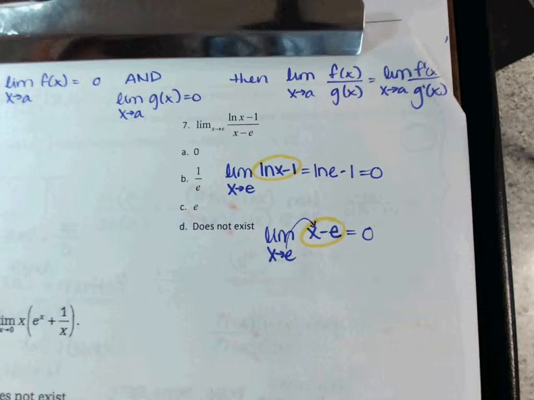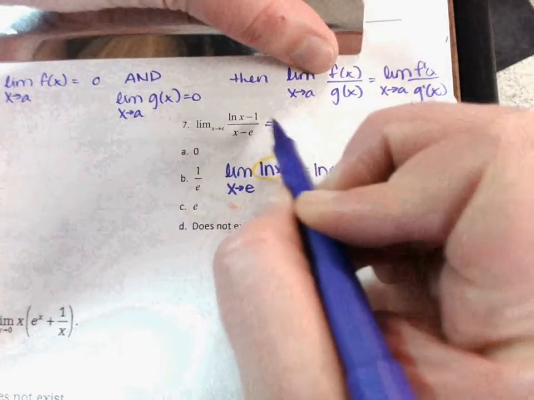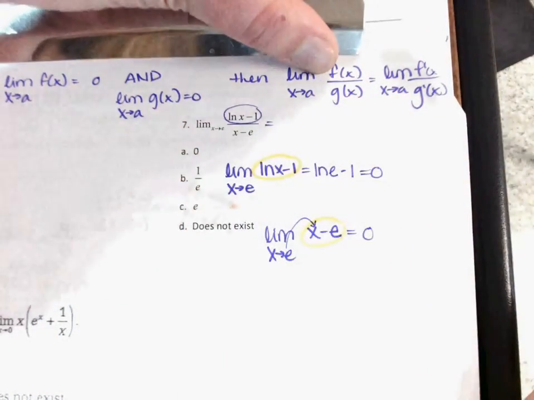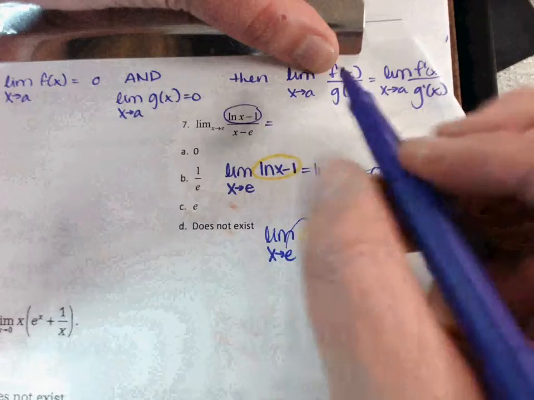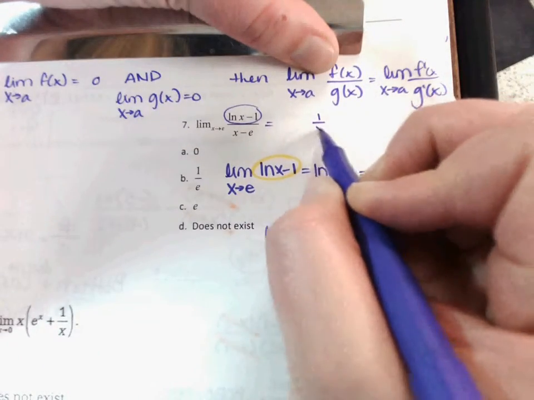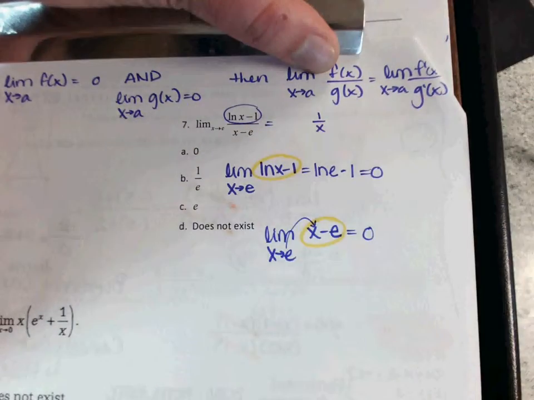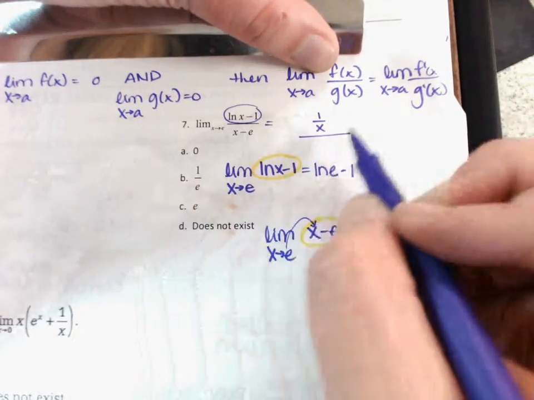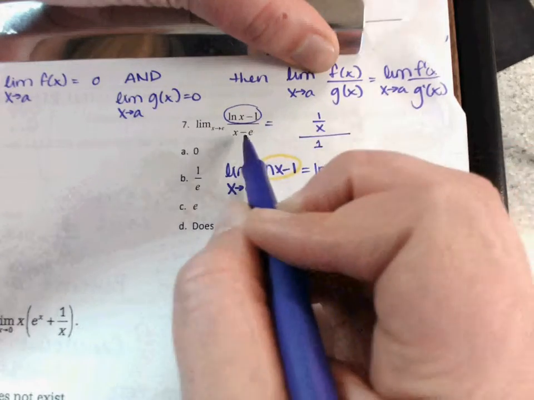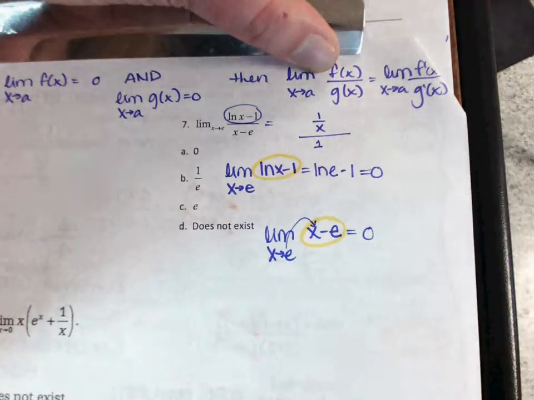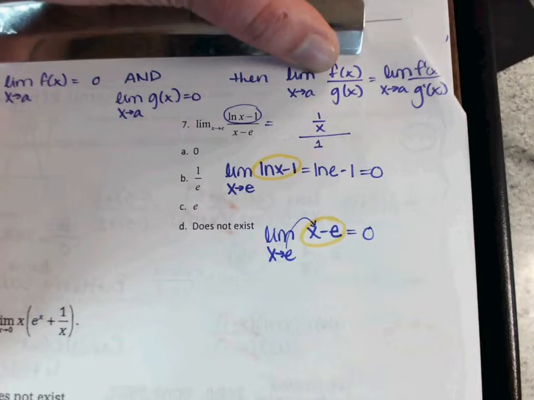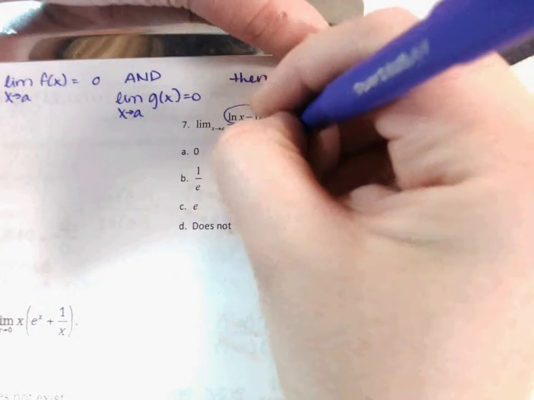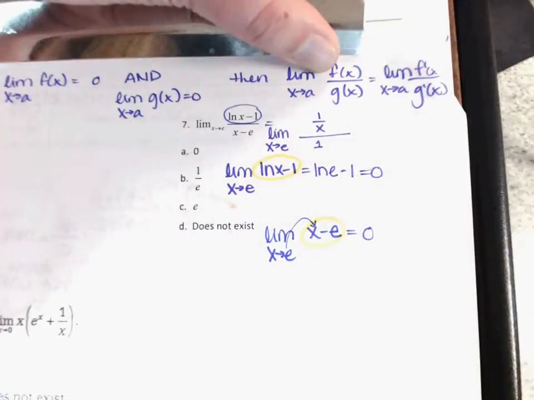Anytime that the limit for the top and the bottom are both 0, you can take the limit of their derivatives. So look at the first one. If I want the derivative of ln x minus 1, what's the derivative of ln x? 1 over x. What about the minus 1? Derivative is 0. Good. On the bottom, what's the derivative of x minus e? 1, and then e is a constant. So remember, when you take the derivative of a constant, it's what? 0, right? And then x is approaching e still.